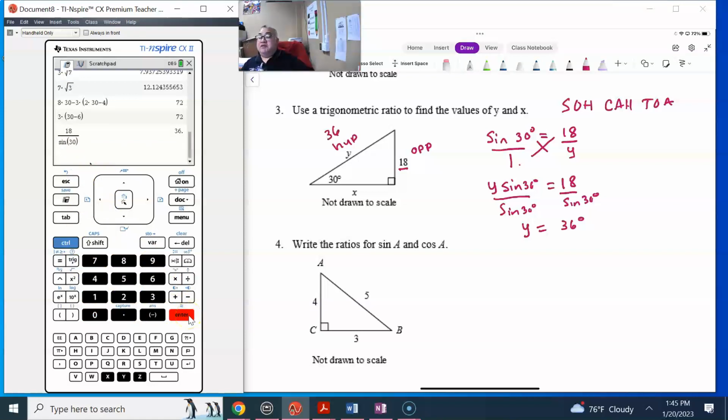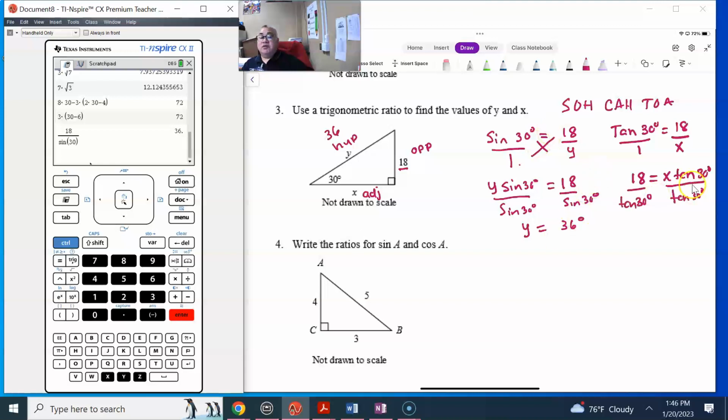Now we've got to find x. So which one uses the opposite and the adjacent? In this case, it's going to be tangent. So we have tangent of 30 degrees is opposite, which is 18, over the adjacent, which is x. Now we have to cross multiply. 18 times 1 gives you 18, and then we have x times the tangent of 30 degrees. And since x is being multiplied by tangent of 30, we have to divide both sides by tangent of 30.